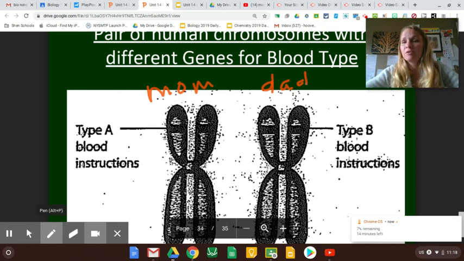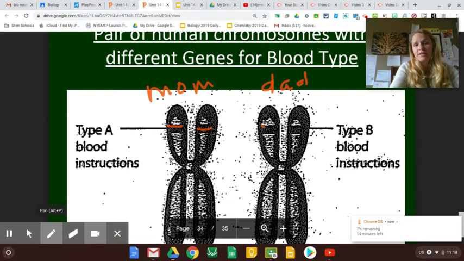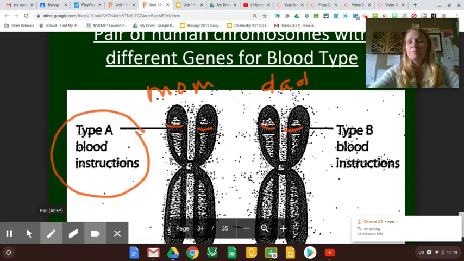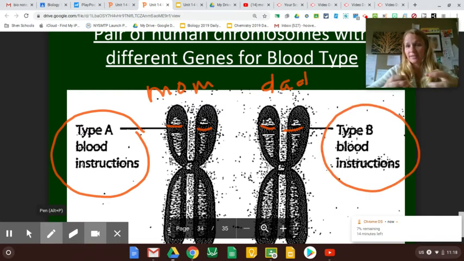So it's not just that you have genes from mom and dad, you have one of each from mom and dad. For example, this gene right here is the blood type gene, and you got type A maybe from mom and type B from dad. And then we're going to do the Punnett square and decide which one you would get, which one would be dominant, which one would be recessive. But the idea is you get two chromosomes with genes for the same thing.